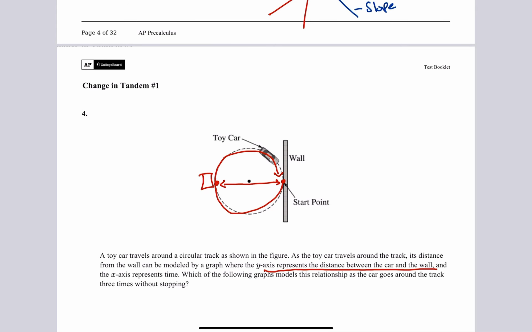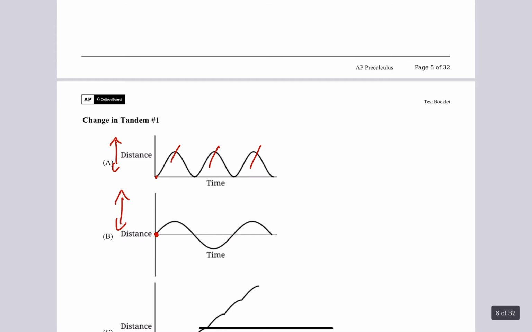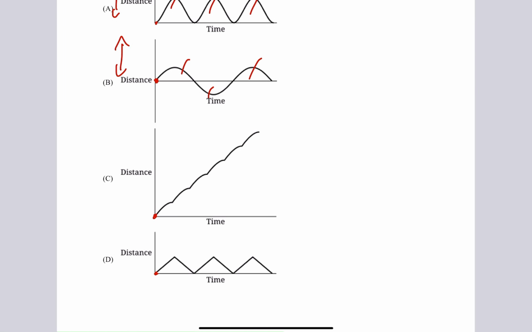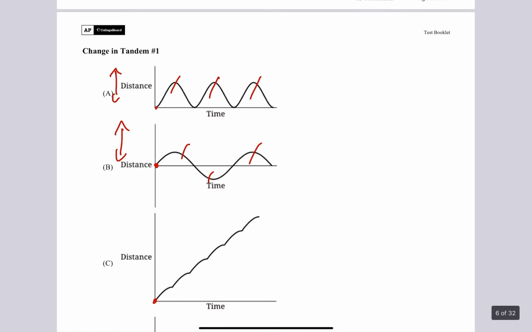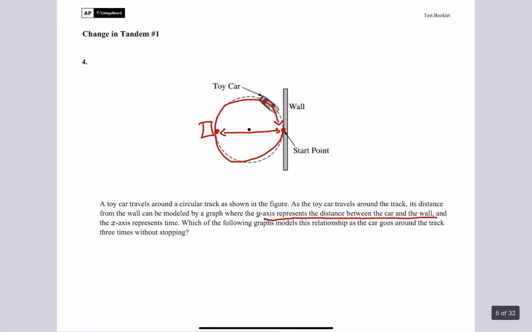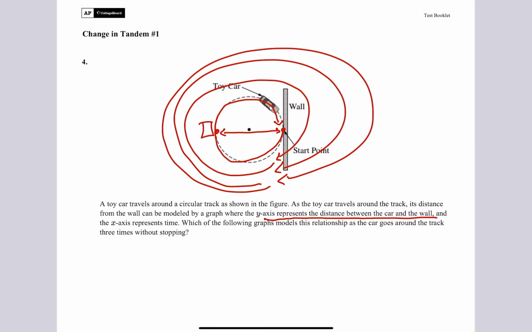And how many laps do I have? I have 3 laps. So 1, 2, and 3. And do I ever have a negative distance? Well, not really, right? So we can cancel out B. So the car is basically doing 3 laps. 1, 2, and 3, correct?